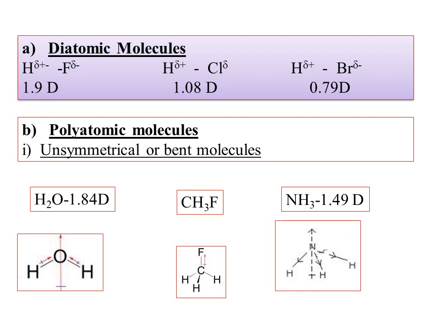For example, diatomic molecules like HF have two poles, and the dipole moment is 1.9 D. Similarly, HCl is 1.08 D and HBr is 0.79 D. Not only diatomic molecules, even polyatomic molecules have these. For example, water 1.84 D, CH3F, and ammonia 1.49 D. So we have dipole moments for polyatomic molecules too.